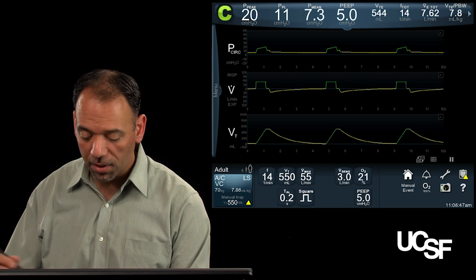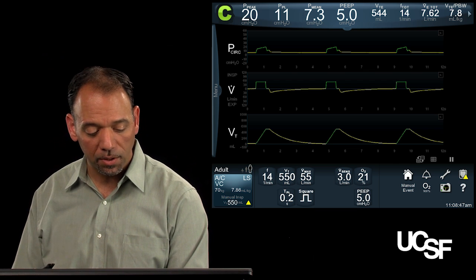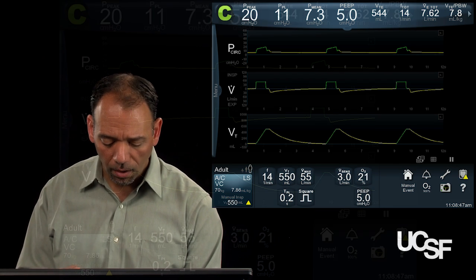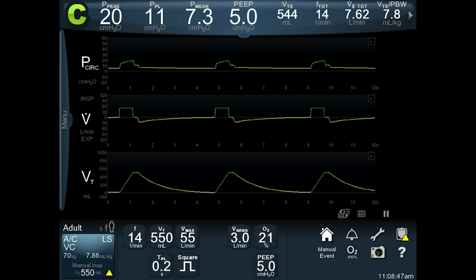Now let me show you what some of these numbers look like on the graphs themselves. The first thing we want you to focus on is the pressure waveform here. Roughly, this yellow line, the flat portion of it, is your PEEP. It is your set PEEP down here.